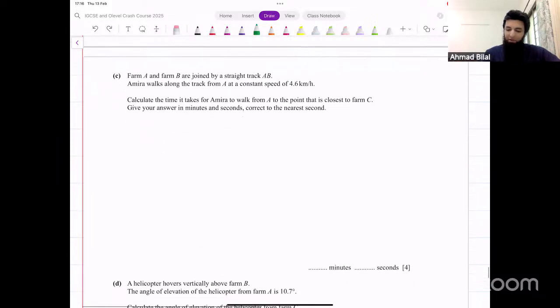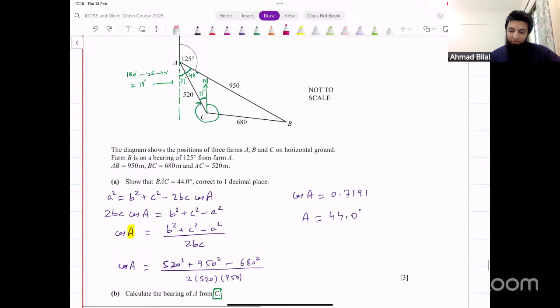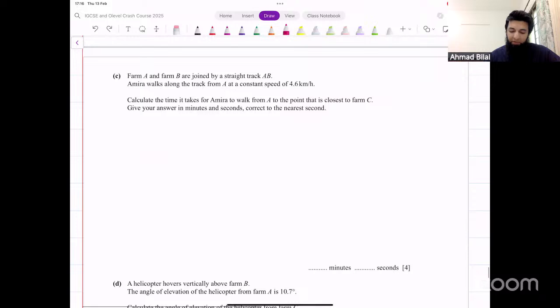Now part C says farm A and B are joined by a straight track AB. Okay, farm A and farm B. A and B, they're joined by a straight track AB. So you can see that, and that's 950. Amira walks along the track from A at a constant speed of 4.6 kilometers per hour. Calculate the time it takes for Amira to walk from A to the point that is close to farm C. Give your answer in minutes and seconds correct to the nearest second.